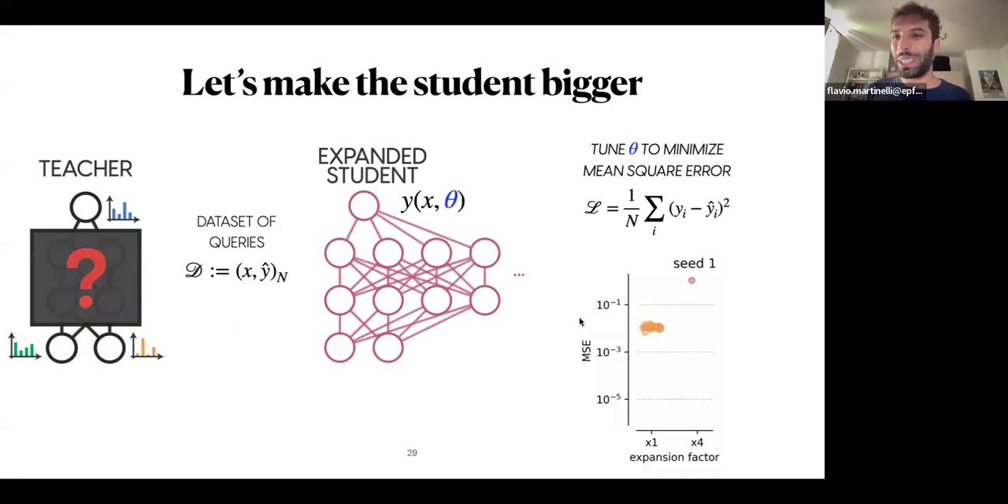We can go back to the picture and try a different strategy. We can make the student bigger. I think there's no surprise: people always make networks bigger because they should learn better, right? So we can expand the student and add more neurons than the neurons that are in the teacher. In this example, I will add 4 times more neurons than in the teacher. I can train again with gradient descent: 1 seed, 2 seeds, a bunch, many more. And you can see that the loss now is going considerably lower than before.